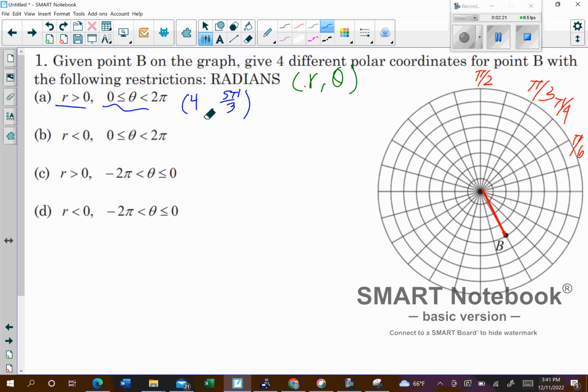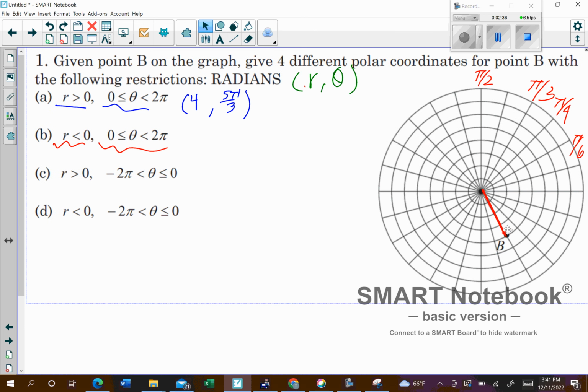Now, for part 2, this time we're going to have a negative radius and another positive angle, but it's not going to be the same angle. What we're going to do is rotate around, but then since our radius is negative, you flip across. If it's a negative radius, it just reflects across the origin right there.